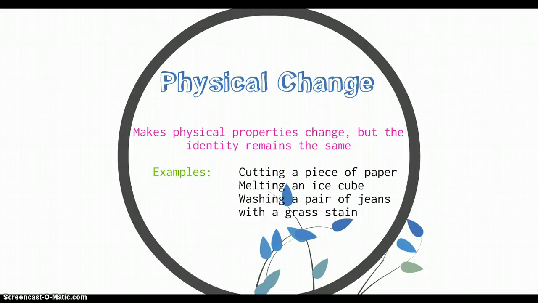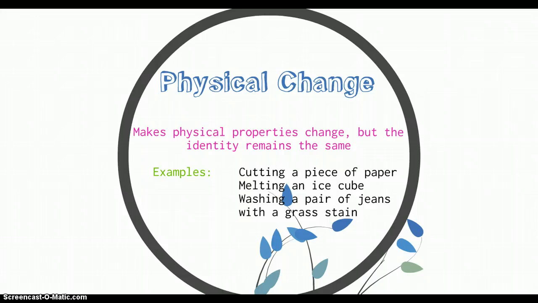And some other examples, you can do the same thing melting an ice cube, as we just talked about. Washing a pair of jeans with a grass stain on it. Those jeans have a different color on them when you get a grass stain, let's say you're out playing football or you're out running around in your yard and you fall and you stain up those jeans. They're going to have a stain on them which makes your jeans a different color, but they're still the same pair of jeans. When you wash them, the grass stain is removed and it goes back to its original form of just being a pair of blue jeans.